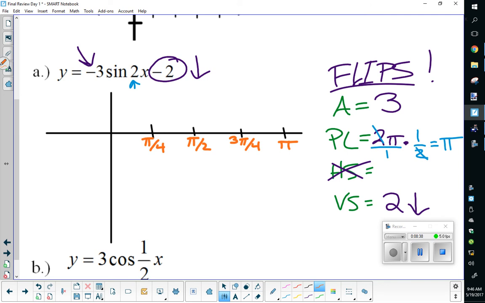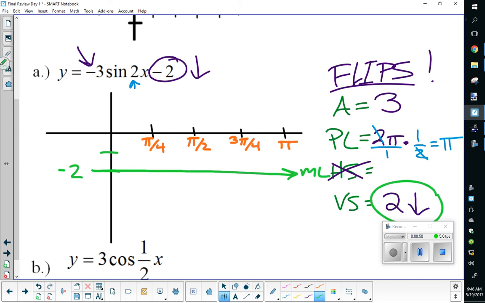So on this one, my vertical shift, Isaiah told me, was down 2. So I'm going to go down 2 to -2. And what's this going to be right here? That's my midline. That's the middle of my graph. Everything is going to go around that line. It's going to be evenly balanced around that line. Once I've done my midline, then I'm doing my amplitude.